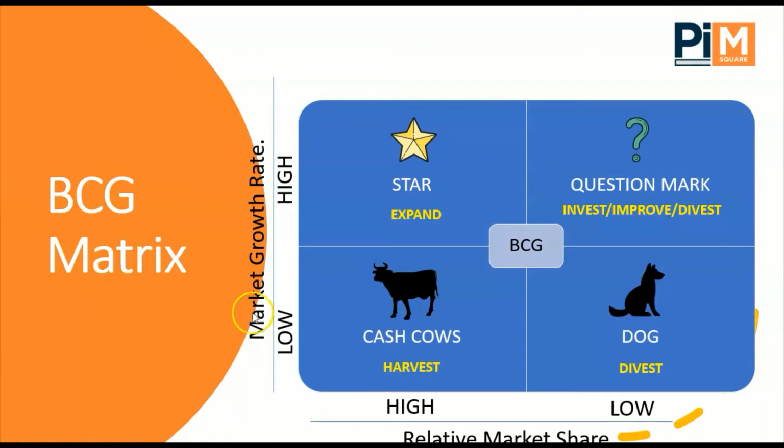As discussed, on the vertical side you have the market growth rate, and on the horizontal side you have the relative market share. It's low and high, and low. These are four different quadrants divided into star, question mark, dog, and cash cow. You have to go through the different portfolios and understand what exactly each SBU will suit.